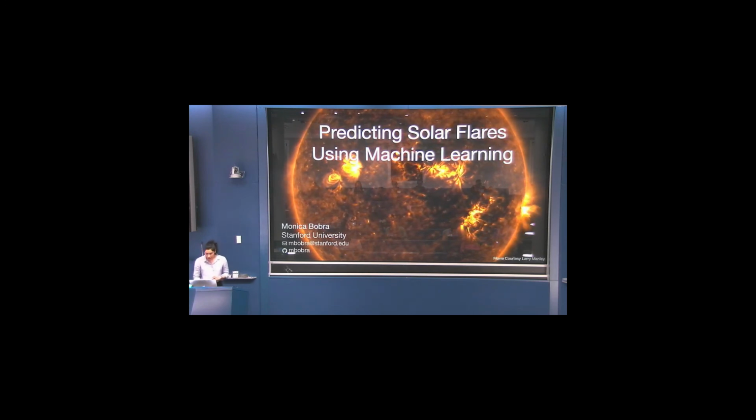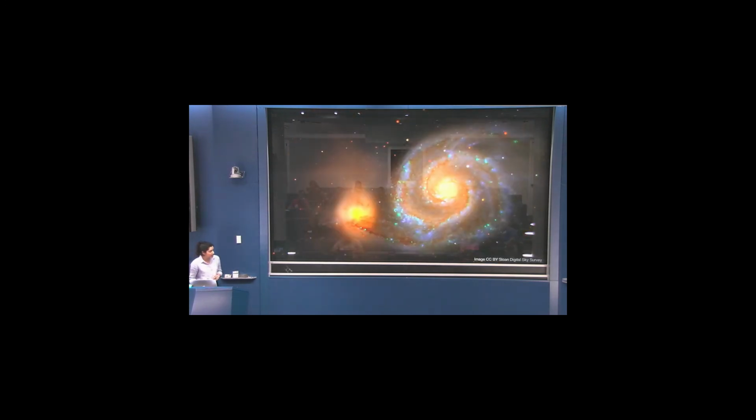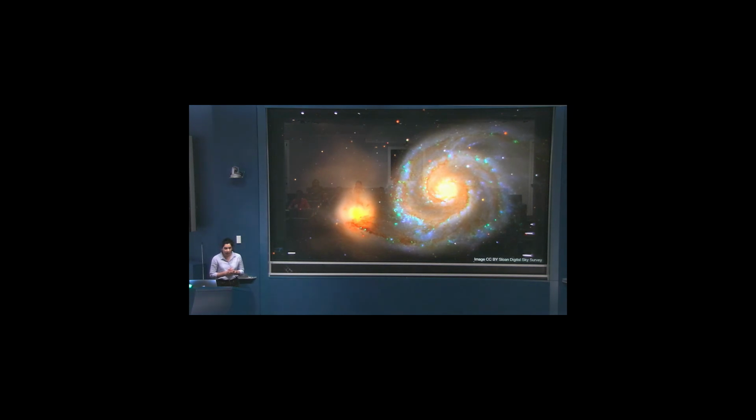This is an image of a spiral galaxy taken by the Sloan Digital Sky Survey, and SDSS took 1 million such images between the year 2000 and 2008. After they had done this observing run, they realized they had a problem. It would take them years to classify all of these galaxies.